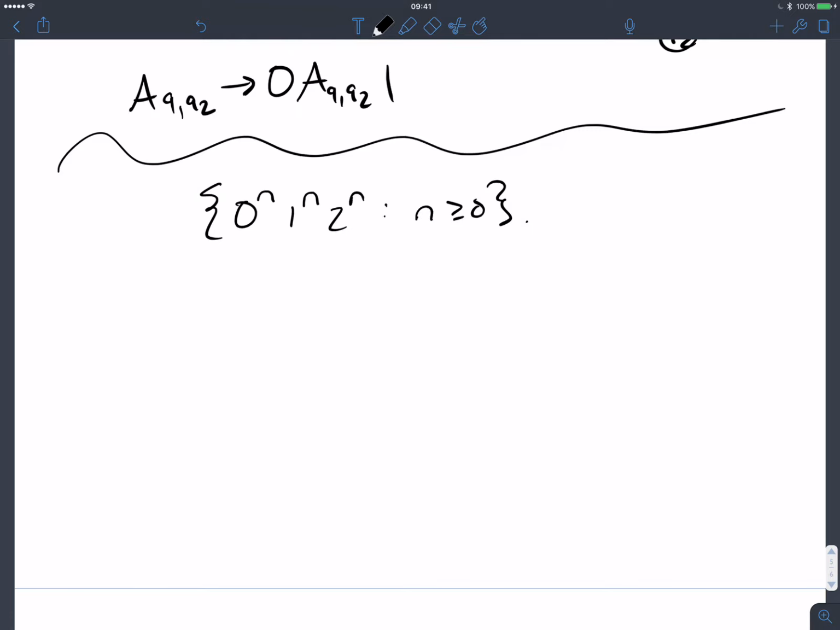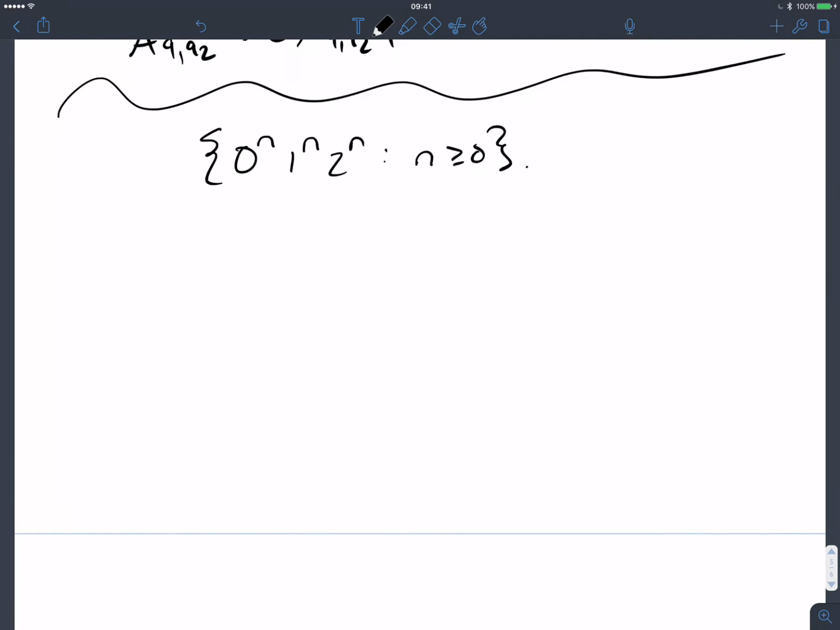In fact, if I allowed you 2 stacks, could I recognize this language? Yeah. Push the zeros on the first stack, push the 1s on the second stack, and then once I start reading the 2s, match them up with both of the stacks at the same time. So if we allow you 2 stacks, it's already going to be more powerful than the context-free languages. But that is not a proof that this is not context-free. So let's prove that it's not context-free.